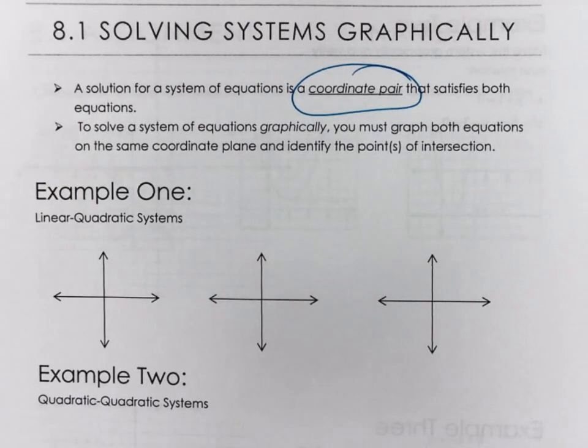So we are going to look at two different types of systems. We're going to look at a linear quadratic. So guess what that's made up of? A line and a parabola, right? And then you can also look at a quadratic.